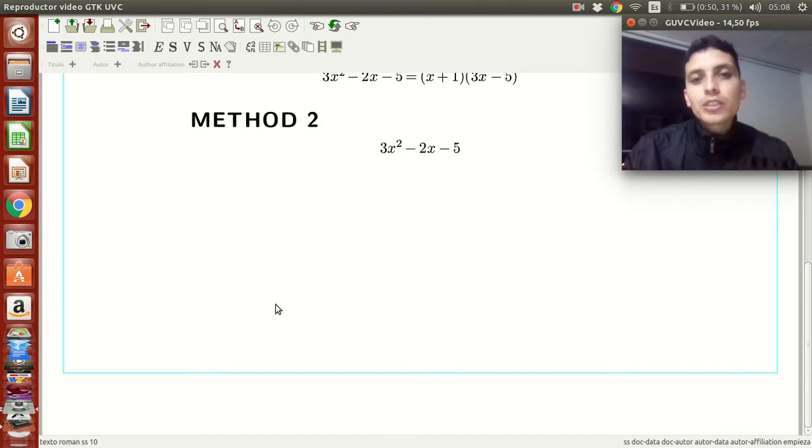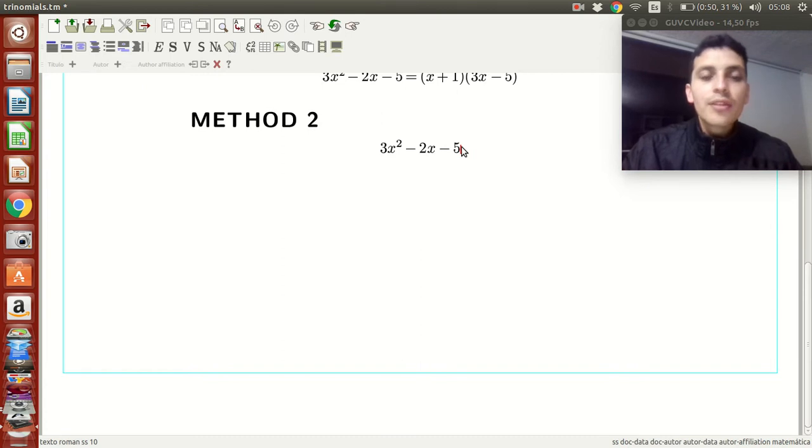So we're going to use the polynomial 3x squared minus 2x minus 5. We're going to use the same one to see the differences and how to get the answer. And this is the idea.